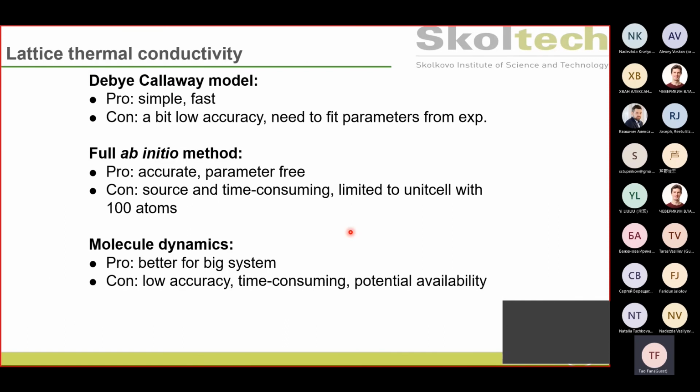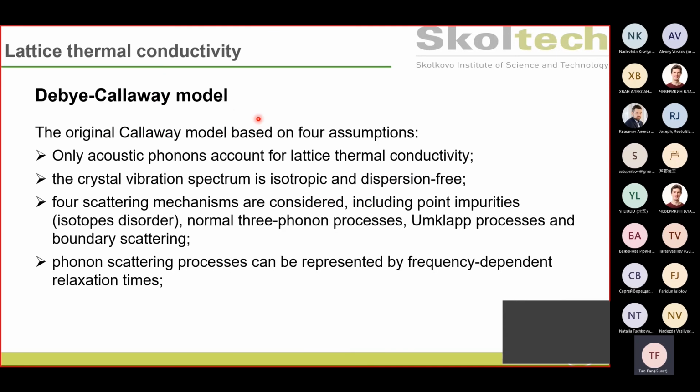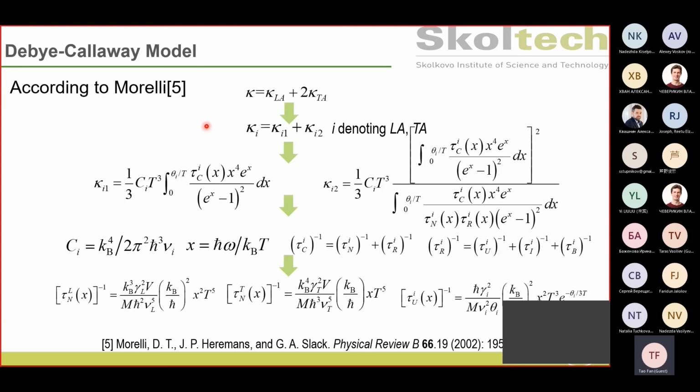For lattice thermal conductivity calculation, there are generally three kinds of methods, and each method has its pros and cons. For this one, it is based on the Debye-Callaway model. The original Debye-Callaway model aims at calculating the properties of isotropic semiconductors like silicon. Morelli gave specific formulas for three acoustic phonon branches.